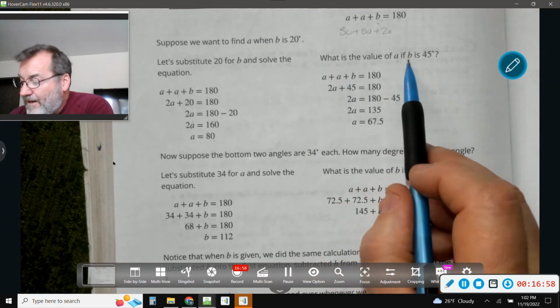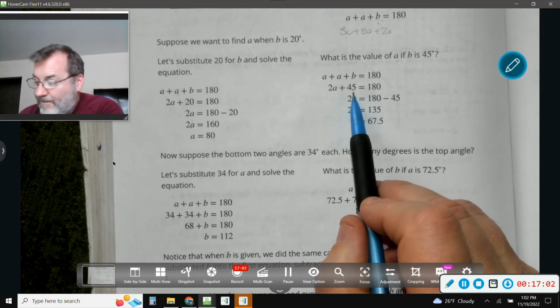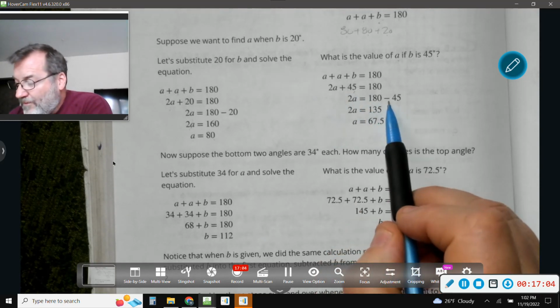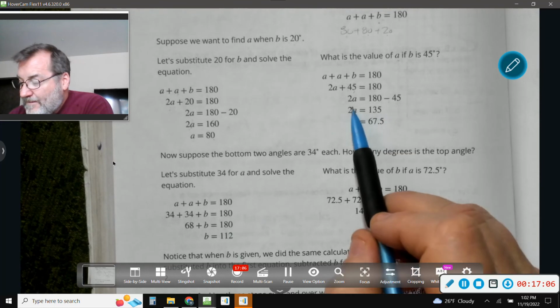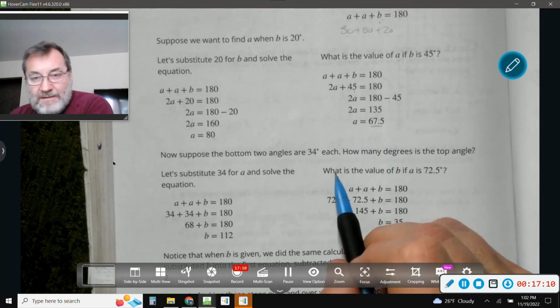What's the value for A if B is 45? Same idea. I'm just going to put in 45 here. Subtract it from both sides. Now 2A is equal to 135, so A is 67.5 degrees.